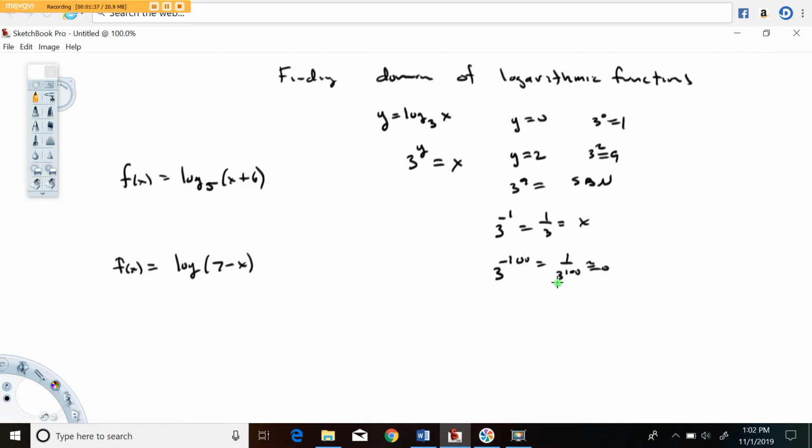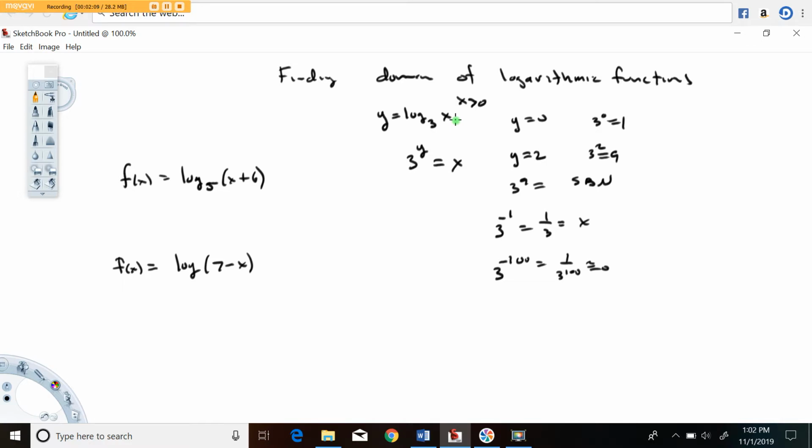Some things I want to point out here. There is no value you can put in for y and get a negative number out for x. So this thing right here has to be positive. Also notice that there is no power I can raise 3 to and get a 0 here either. So the domain of this function is x has to be strictly greater than 0. And this is true of all logarithmic functions. Now, it's not true identically to, let's say, x. It's true of whatever you're taking the log of.